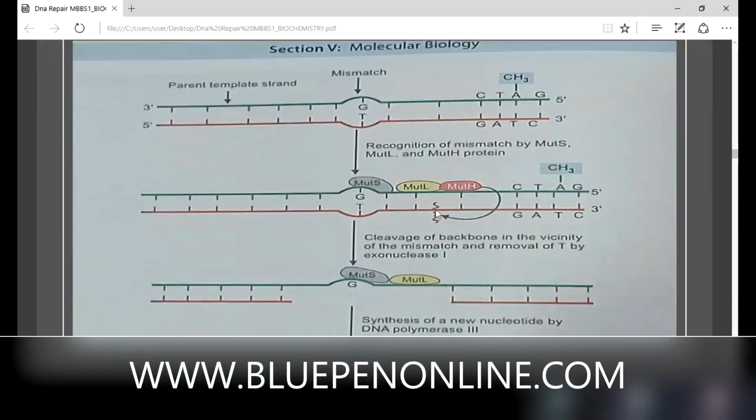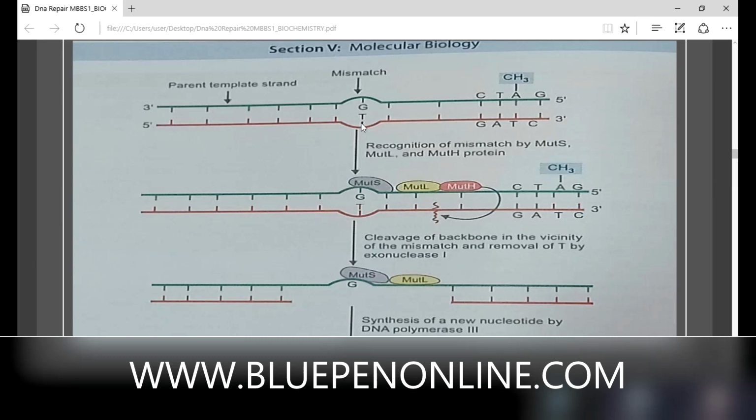Here the error is present, and we cut that region. Cleavage of the backbone in the vicinity of the mismatch and removal of T by exonuclease. Here we can see guanine and thymine. Is it correct? No, it is mismatched.